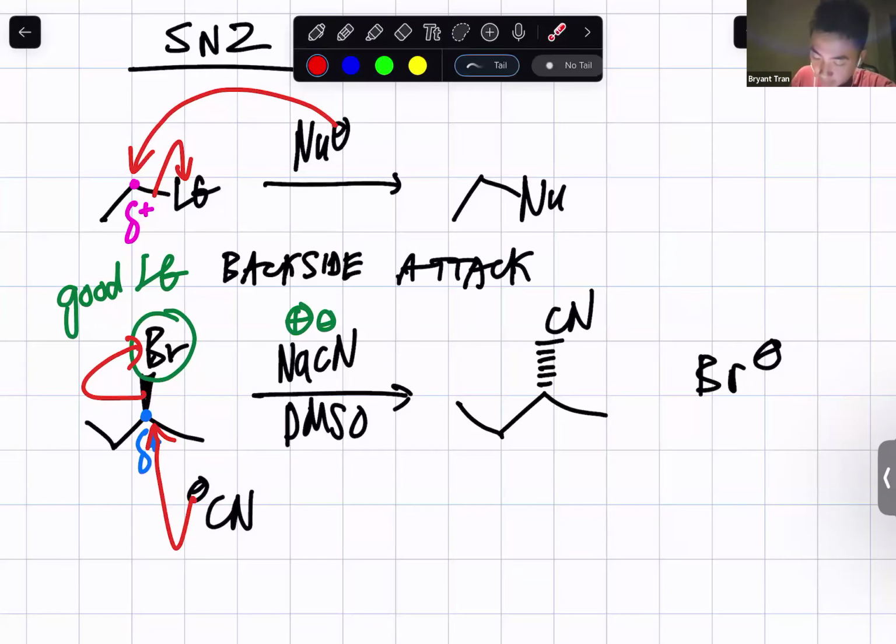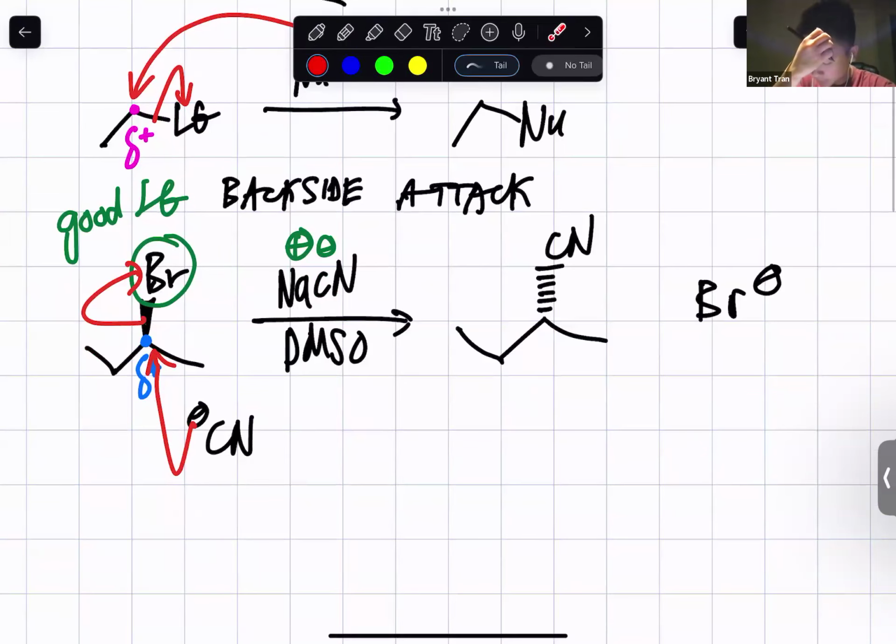Okay? So this doesn't always mean that it's going to invert from R to S or S to R, right? Because when you give R or S to this chiral center here, what would that be? Would this chiral center be R or S?